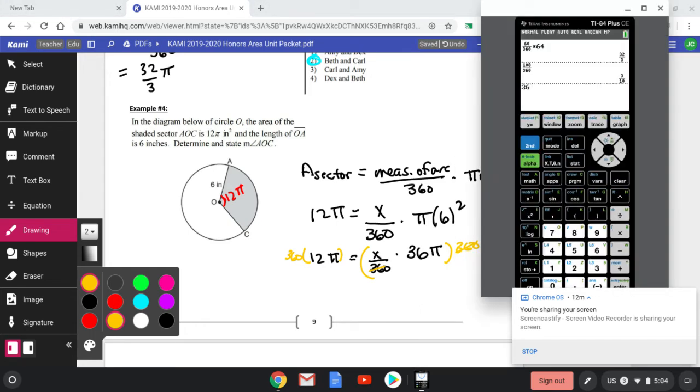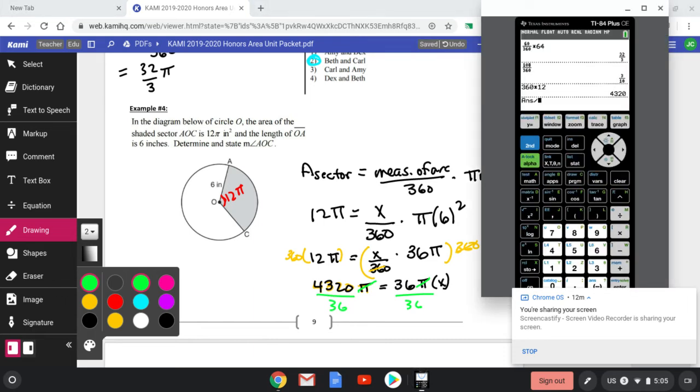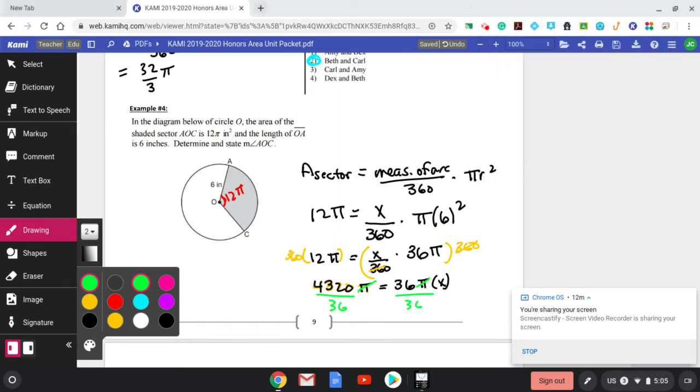Real quick check. 4,320 pi. And what am I left with on the other side? 36 pi times x. You guys have pi's on both sides, so eventually we know what's going to happen. They're going to cancel each other out. I've got to divide both sides by 36. And I get 120. So x is equal to 120 degrees. Okay?